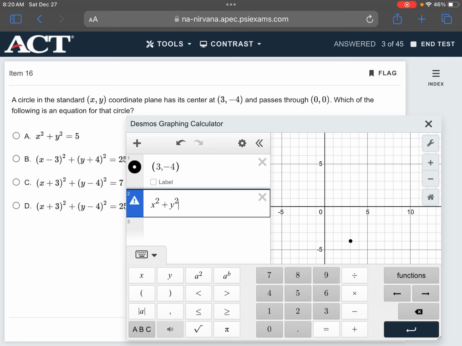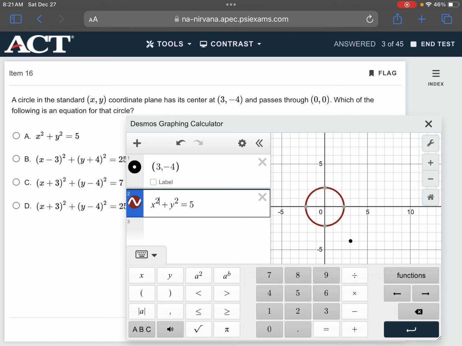So here we go. We've got x squared plus y squared, we'll do that equal to 5. Well, my center is not at 3, -4, so that's not going to be it. And then now we just go through a process of elimination and go down the list and start putting them in.